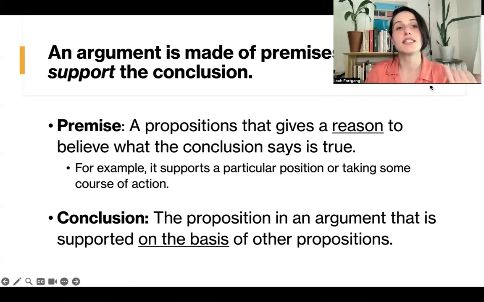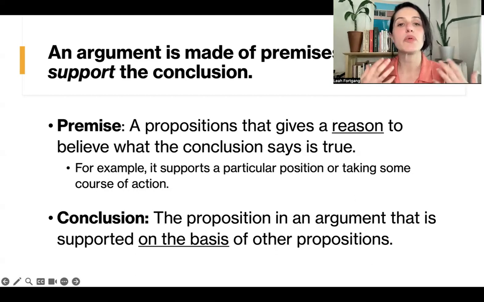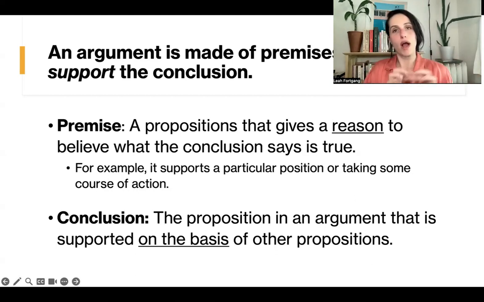So an argument is made up of premises that support a conclusion, where premises can be laid out as a list, like 1, 2, 3, 4, a list of reasons to believe the conclusion, the proposition, that claim about a fact of the matter, a fact of the world. The premises are the reasons that we give for saying that this conclusion that we're drawing is true.